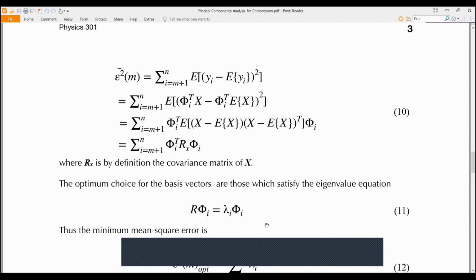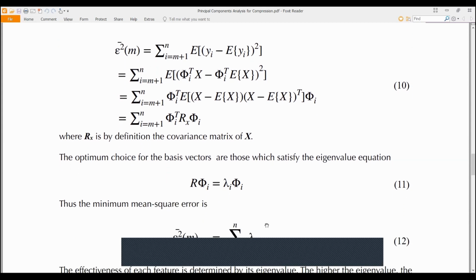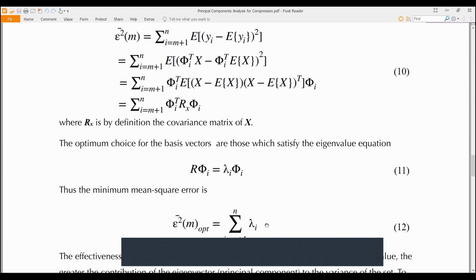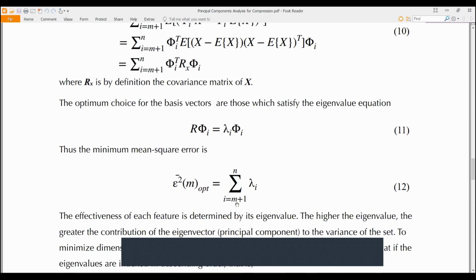Okay, so if we substitute that here, we'll have an identity matrix, and this constant will come out. Thus, the minimum mean square error is equal to just the sum of the eigenvalues from i equals m plus 1 to n. There.